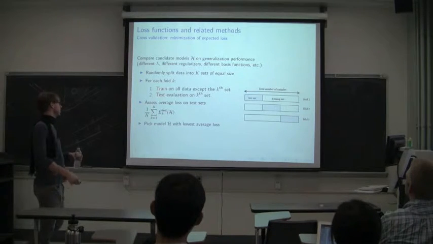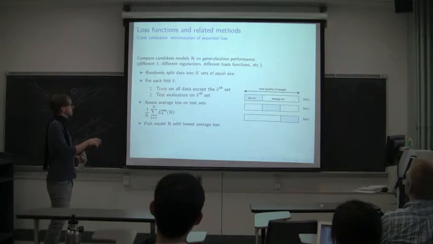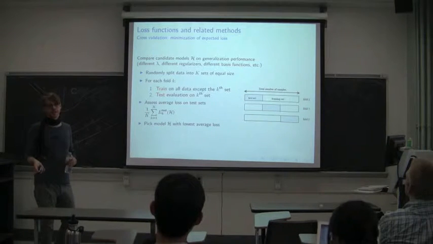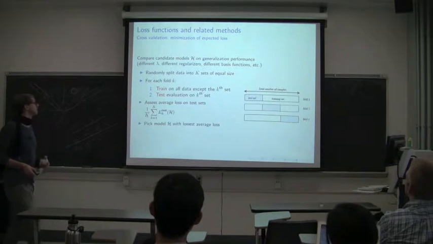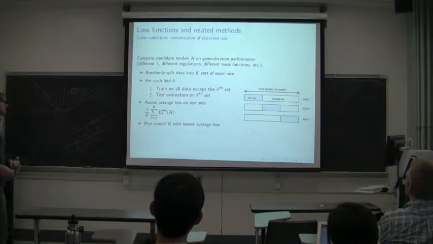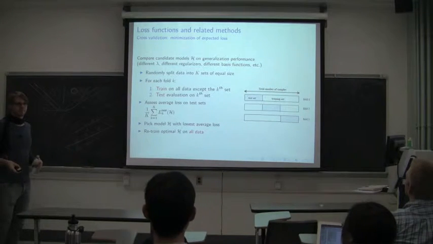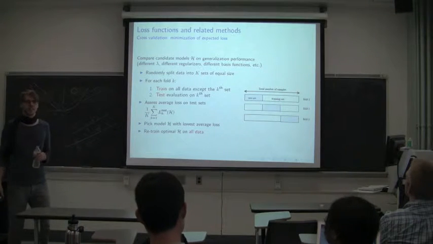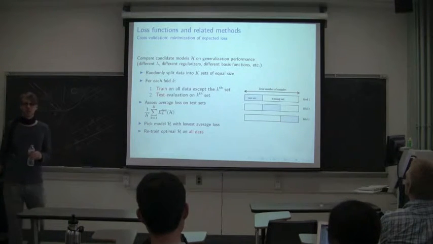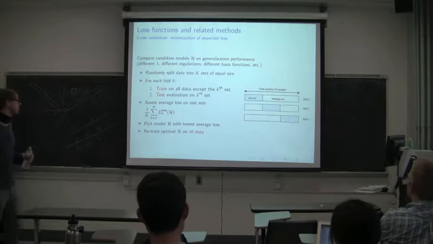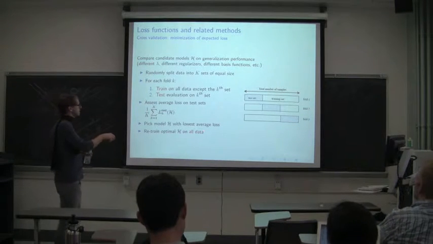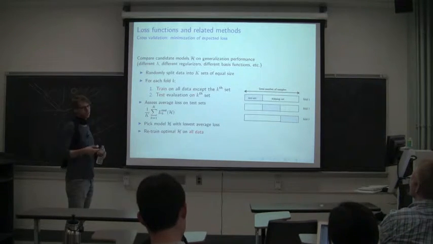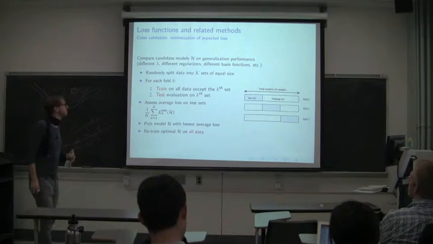And we would pick the model, where the model is now, for example, the lambda value that gives us the lowest average loss. And because in the end we ideally want to use all the data, because data is pretty valuable, if you don't drown in data like Google or so, you typically want to use all the data. So you retrain given that model form, so given that lambda, on all the data.